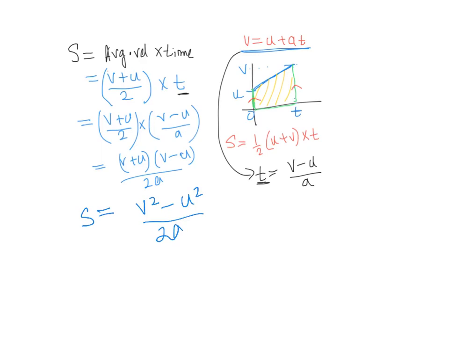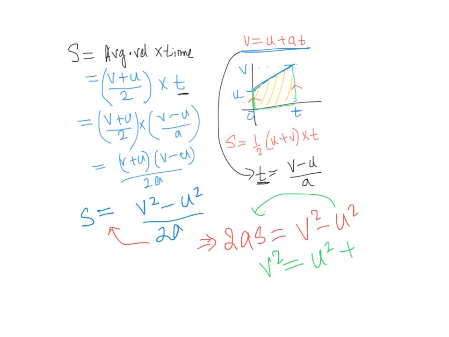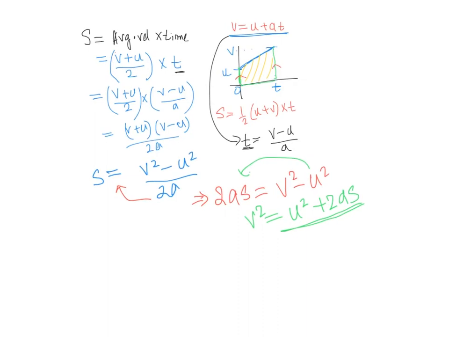Okay. So now we cross multiply. This. So we get 2as is equal to v square minus u square. Or if you just take it this way, we get v square is equal to u square plus 2as. V square is equal to u square plus 2as. Okay, this is our second or third equation of motion.